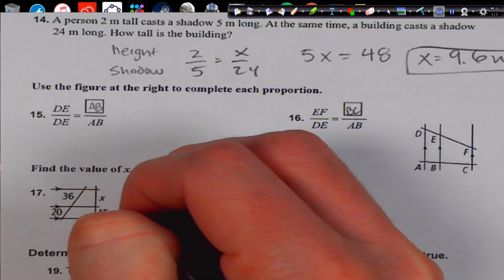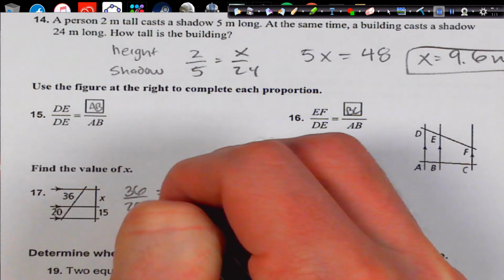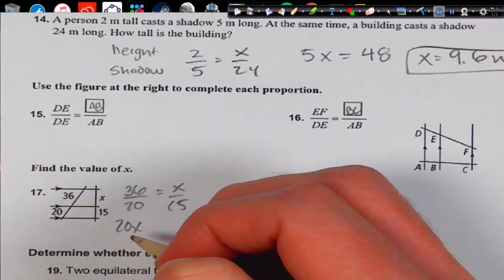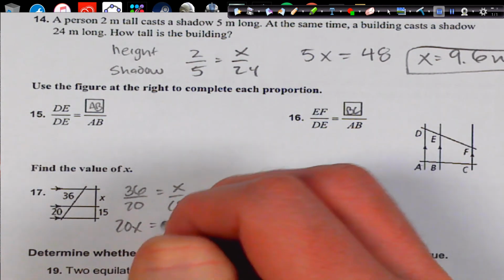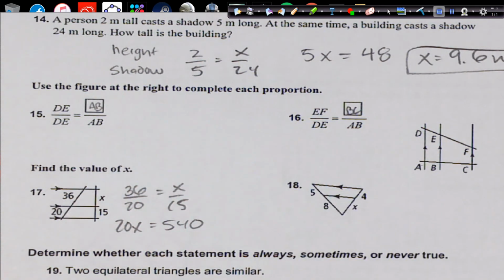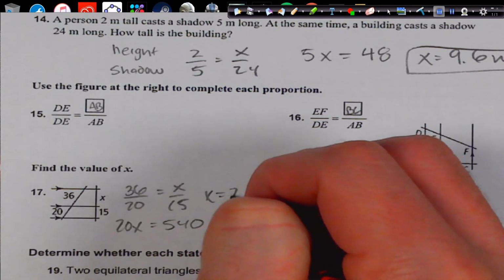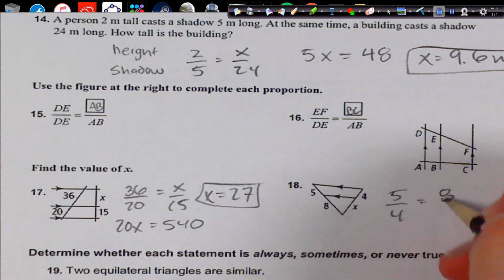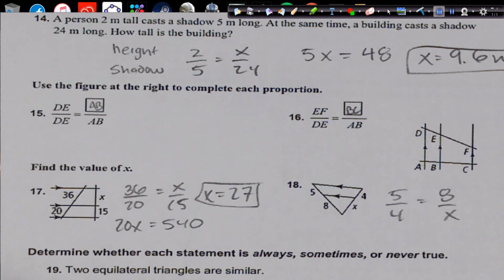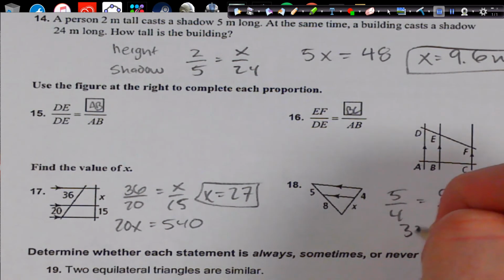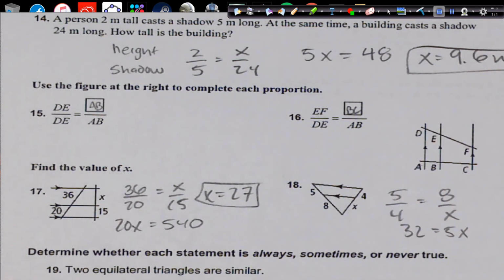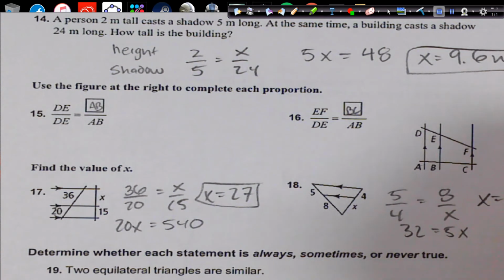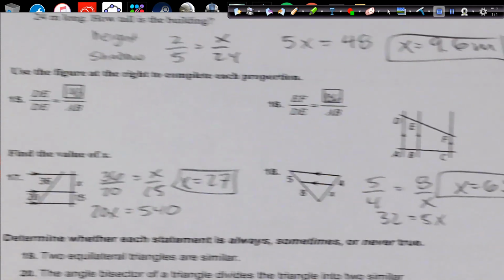We're just going to do the simple 36 over 20 equals x over 15. We're going to cross multiply, and we're going to get 540 divided by 20, and we're going to get x equals 27. Over here we can do 5 over 4 equals 8 over x. And again, there's more than one way you could do these, so a lot of times you might have a different setup than me, but we should come up with the same answer of x equals 6.4.